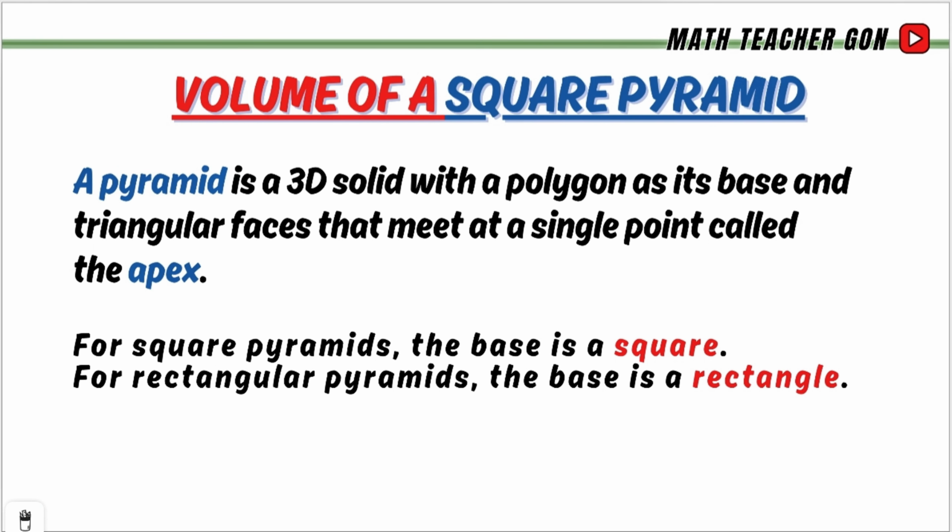So we have here a pyramid. A pyramid is a 3D solid with a polygon as its base and triangular faces that meet at a single point called the apex. For square pyramids, the base is a square. And for rectangular pyramids, the base is a rectangle.